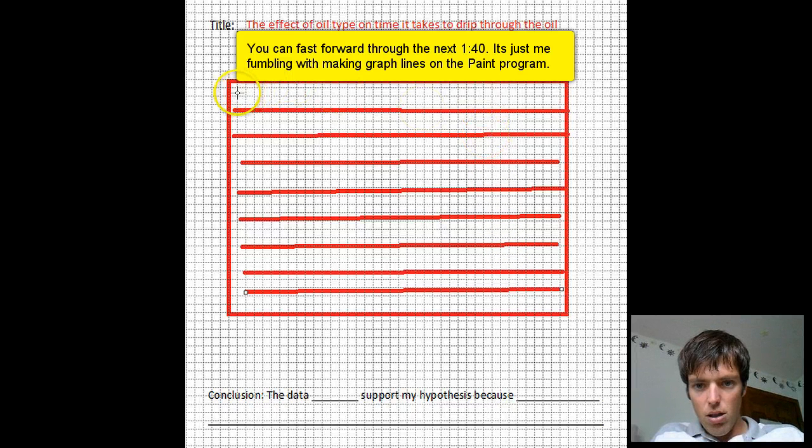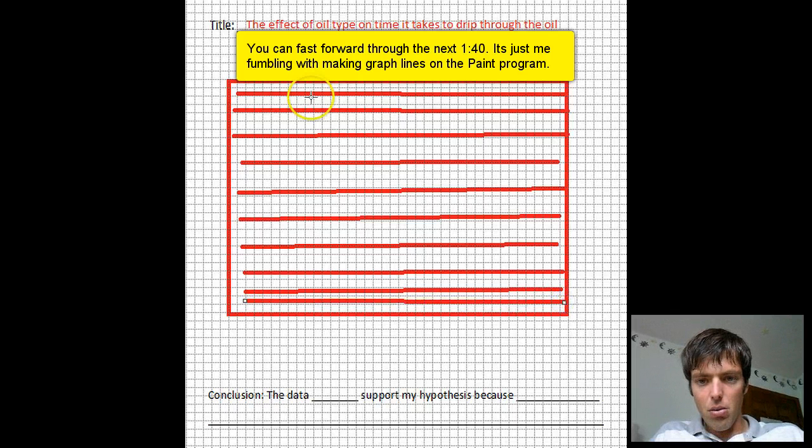Oh no. Where am I going to put these lines? 1, 2, 3, 4, 5, 6, 7, 8, 9. I keep counting them, hoping there's room for another one. Okay, there are my 10 lines. Oh my gosh, this is the world's worst graph.